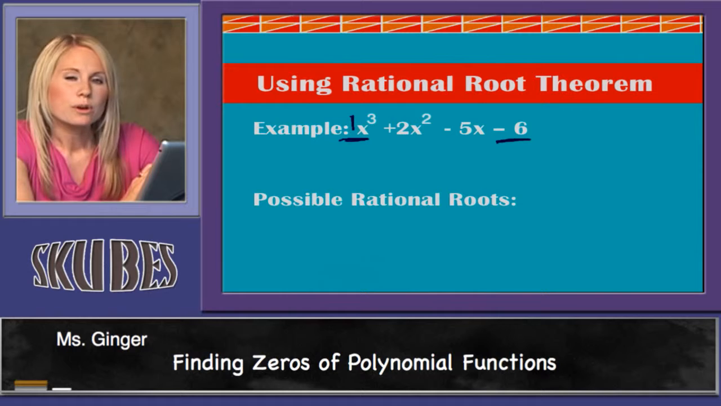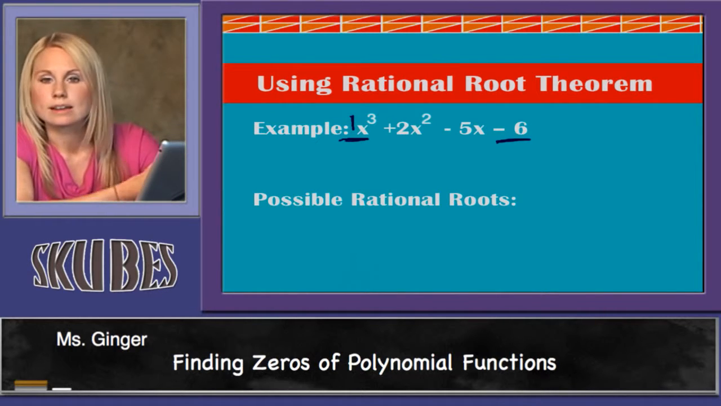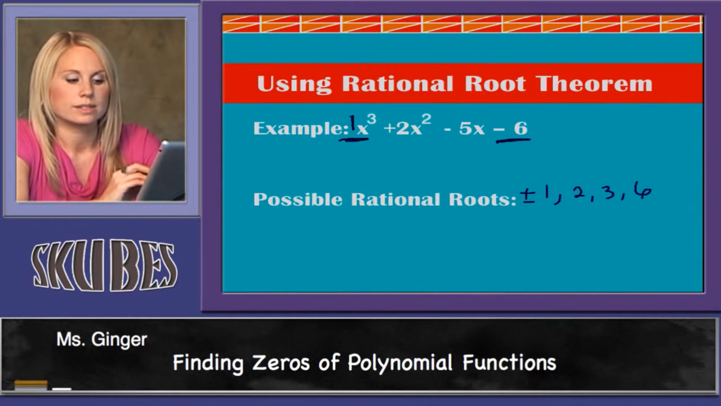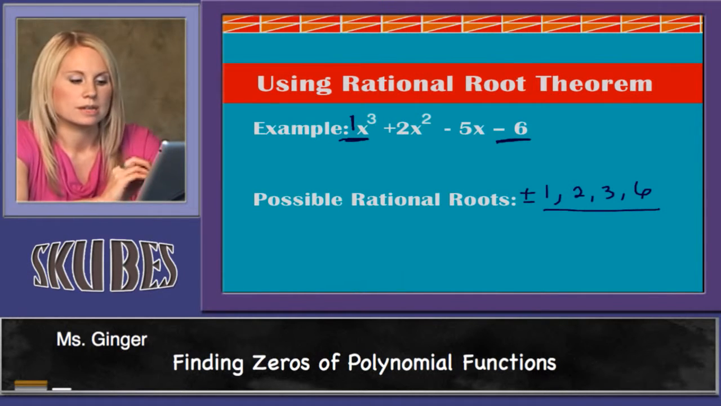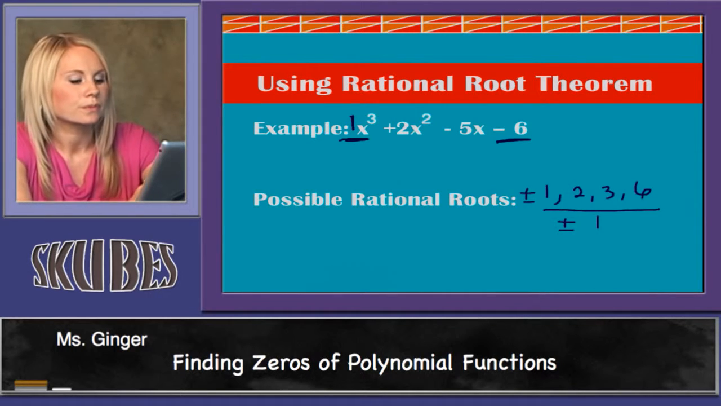Always. Alright, so what are the factors of 6? We have to think about the things that 6 can be divided evenly by. And that's going to be 1, 2, 3, and itself, 6. Alright, and what are the factors of 1? That's pretty easy. Plus or minus 1. I'm putting plus or minus because we have to consider the negatives of these numbers also.